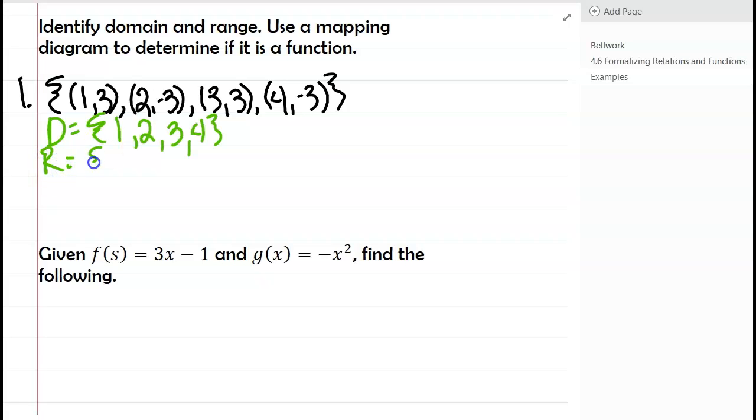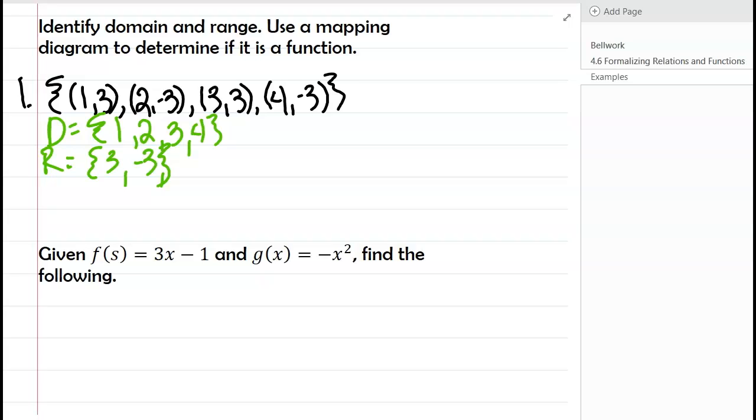Your range is going to be, well, when you plug in 1, 2, 3, and 4, what do you get for your answers? When I plug in 1, you get 3. When you plug in 2, you get negative 3. When you plug in 3, you get 3. I already have the 3 written, so we don't need to write it again. And when you plug in 4, you get negative 3, which I already have written, so you don't need to write that again either. So we have our domain, we have our range.